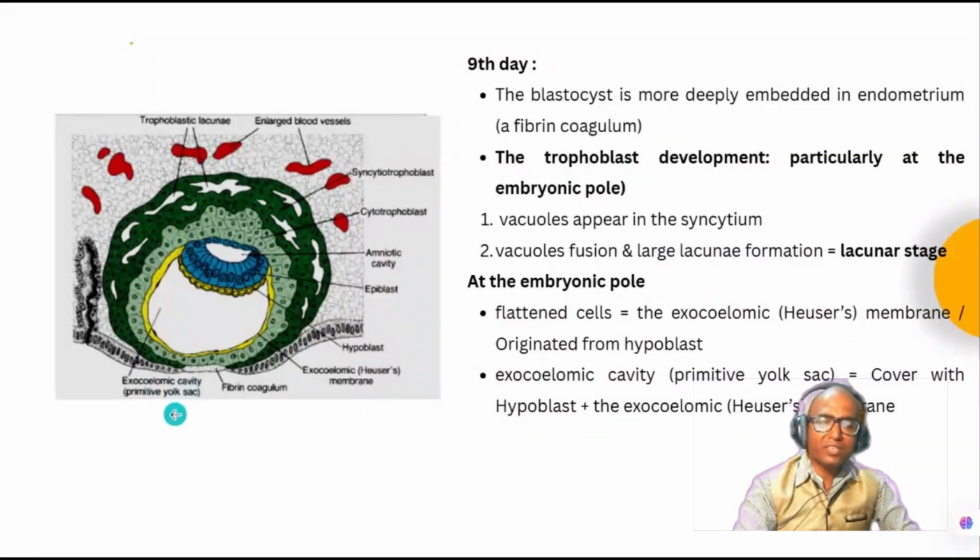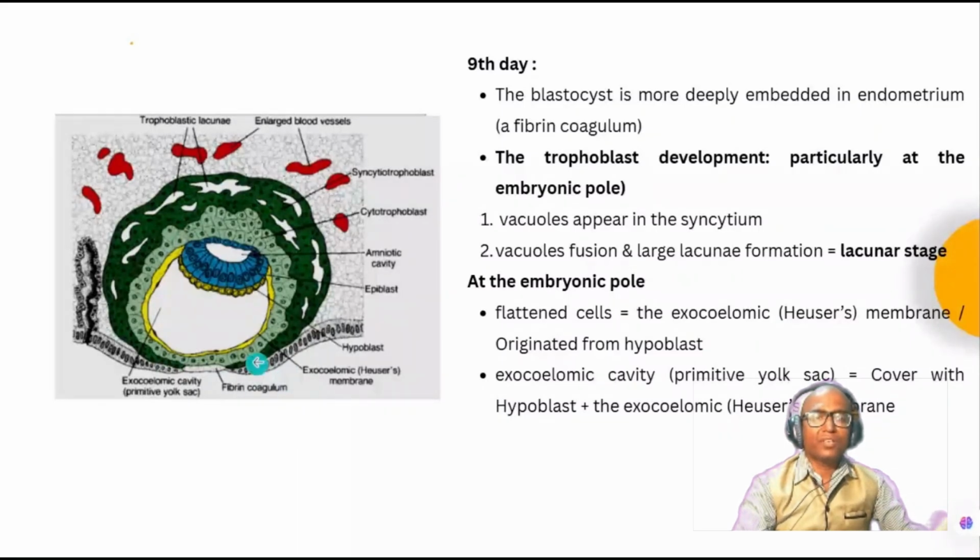So remember, first it is a primitive yolk sac, then it becomes the secondary yolk sac, then it becomes the definitive or the tertiary yolk sac. Okay, so this is the epiblast, this is the hypoblast, this is your amniotic cavity, and this is the primitive yolk sac. Okay, and this is your endometrium. The implantation is complete. Here there is a fibrin coagulum which is formed.